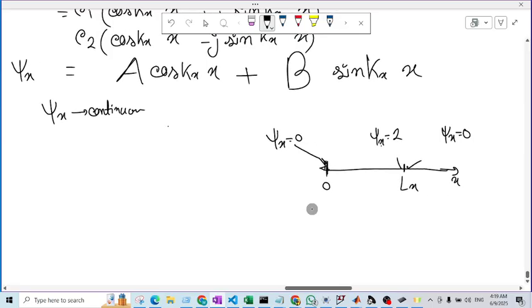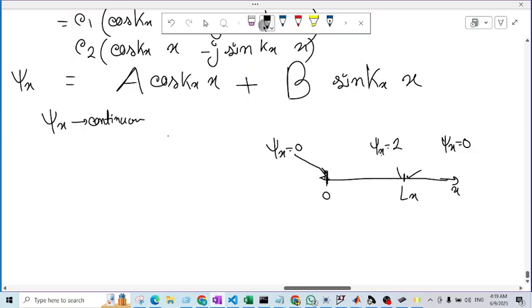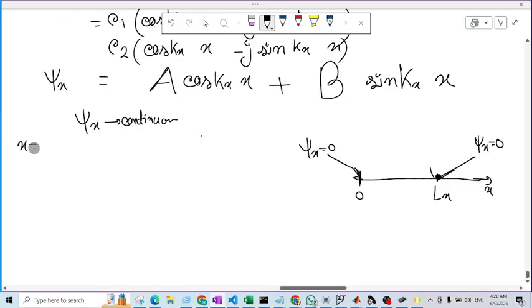Okay, so what I have told now is that it's not possible that here psi x is 0 and suddenly it becomes psi x is equal to 2. No, it's not possible. So you can tell that at this point psi x is equal to 0. So when x is equal to 0, psi x is also equal to 0, and that means cos 0 is equal to 1 and sine 0 is equal to 0, right?